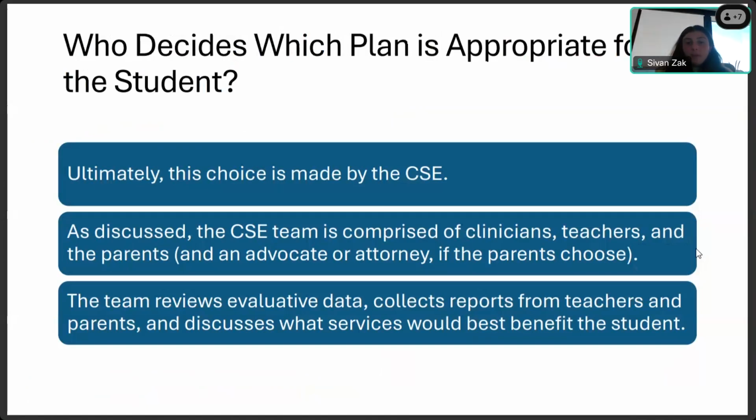But if the 504 plan is found to be appropriate, that's typically a shorter meeting because you don't go through all of the processes that I just discussed. But you will still meet and get a chance to portray what you think is best for your child and really discuss that with the team before developing a 504 plan. So, in either scenario, the team will review the evaluative data. They'll collect reports from teachers, parents, anyone else that may be involved, and they'll discuss what would benefit the student best.